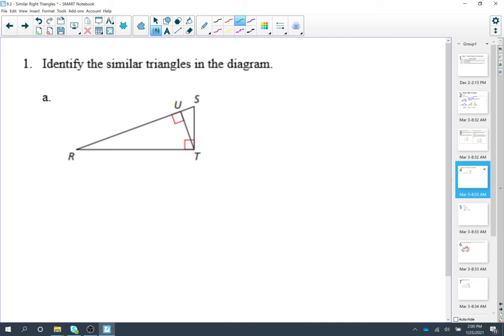So example 1 says, identify the similar triangles in the diagram. And then what we have to do essentially is write that similarity statement. The way we do this, we could give this a measure, we could give this a measure, but I'm just going to mark this with 1 tick mark. Then I'm going to mark this with 2 tick marks. Then I'm going to start drawing the 3 different triangles. So the first triangle I'm going to draw is I'm going to copy the large outside triangle, which is R, S, T. In this triangle, I put 1 tick mark at R, I put 2 at S, and the 90-degree angle is at T.